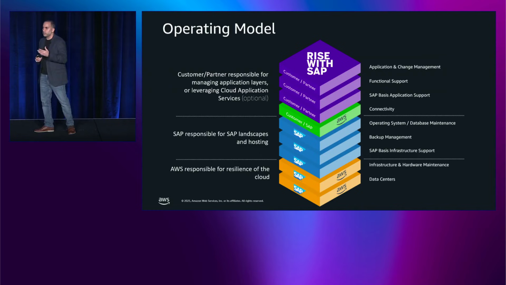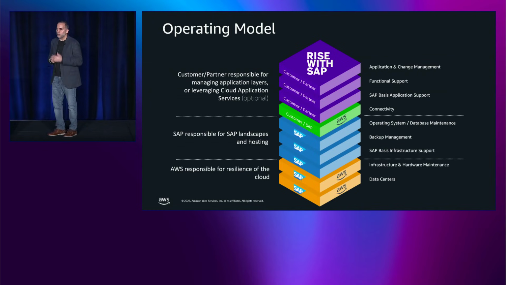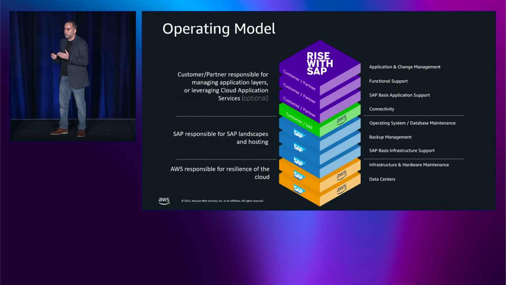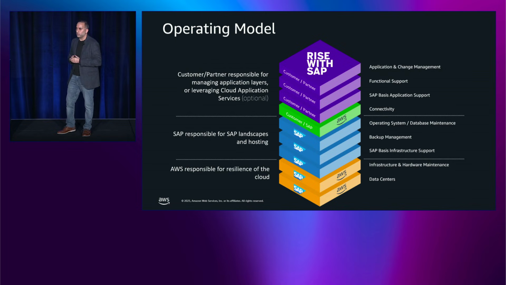The green layer represents the connectivity. That's the shared responsibility between SAP and the customer. Further down, we have SAP responsible for application landscape and hosting. This includes operating system and database maintenance, SAP Basis infrastructure support, and backup management. And at the bottom, we have AWS responsible for resilience of the cloud. That includes physical infrastructure, the hardware maintenance, and the data centers.